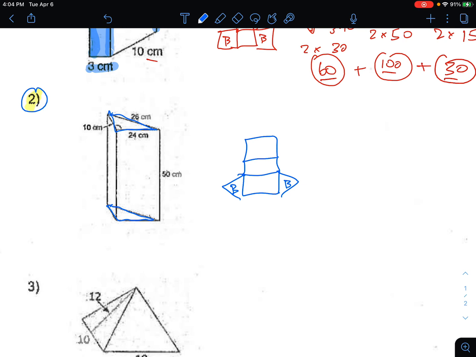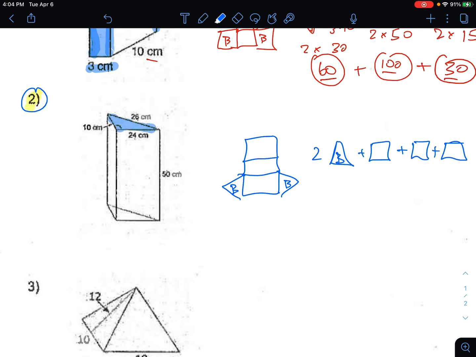So if I set it up, I have 2 bases, and then I have a face, and then another face, and another face. That's the way the triangular prisms go, is you really don't know if any of those faces are equal or not. So let's go ahead and start with our bases.